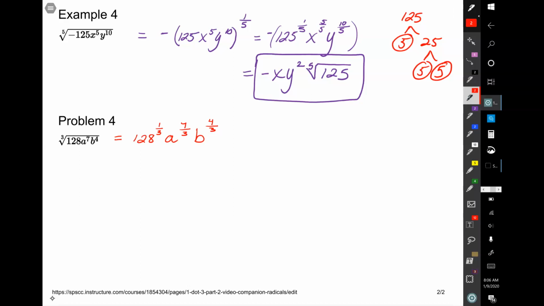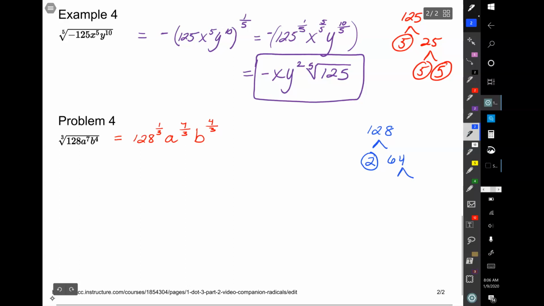So if we want to figure out how that breaks down, we're going to have to look at the prime factorization, I think would be a good idea. So off to the side, I'm writing 128. And then I'm just dividing in. I get 2 times 64. 2 is a prime, so I'm going to circle it. 64 breaks down to 8 times 8.